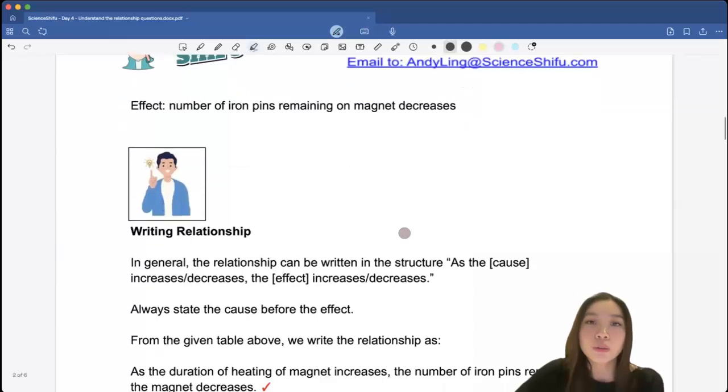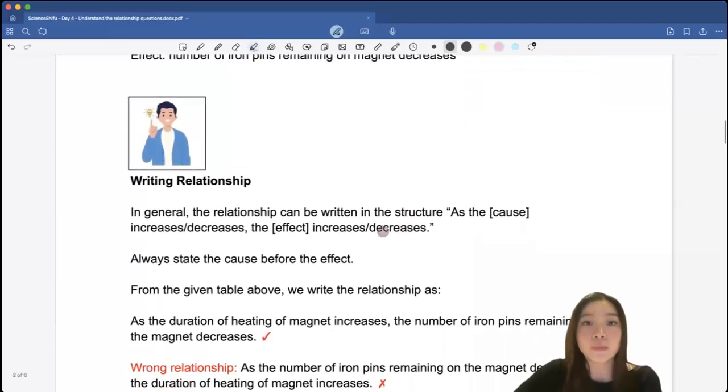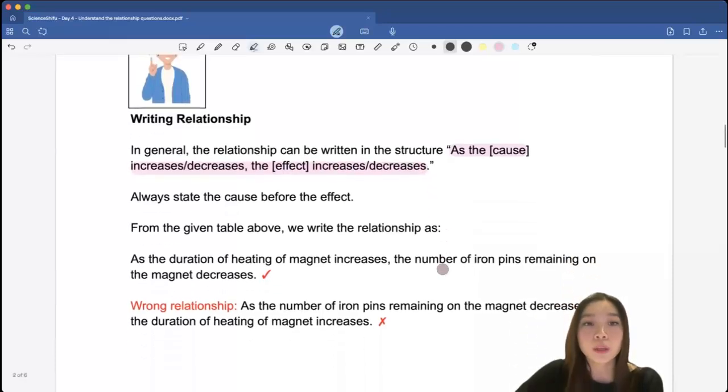In general, when we write a relationship, the answering structure is as follows: as the cause or change variable increases or decreases, the effect increases or decreases. We must always state the cause before the effect. So based on the above question, we can write the relationship as: as the duration of heating the magnet, which is the cause, increases, the number of iron pins remaining on the magnet decreases.